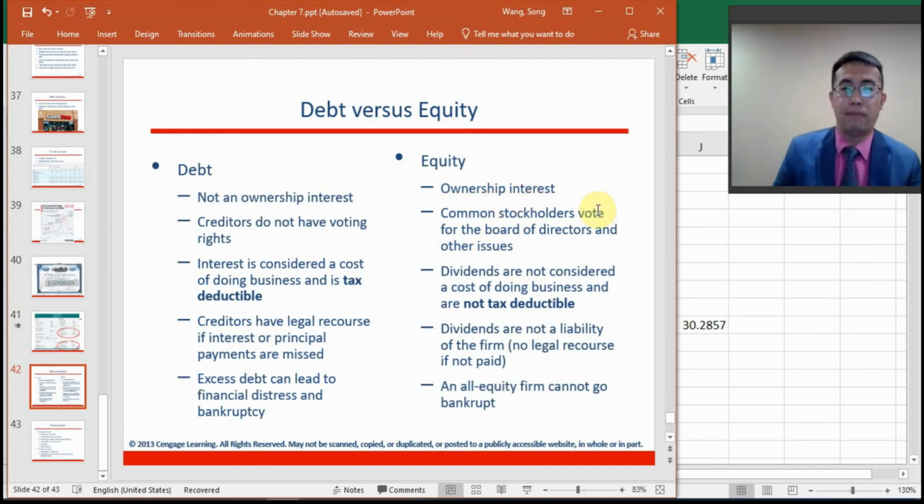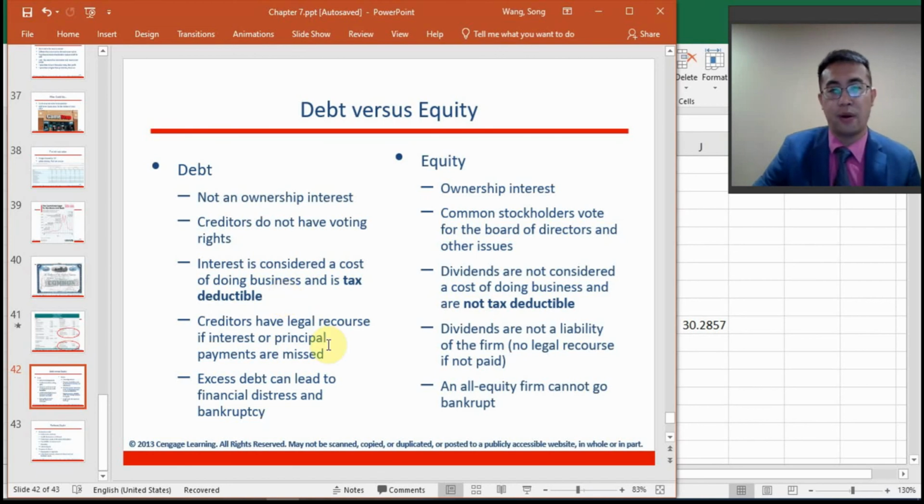If you buy the bond of the firm or lend money to the firm, there is no ownership involved. And if you have the ownership, you can vote. But if you're just a creditor of the company, you cannot vote. In terms of cash flow, if you invest in stock, you receive dividends. And the dividends are from net income, which is after tax. And if you invest in bonds, you would receive interest. And interest expense is before tax. Therefore, interest expense is tax deductible for the firm.